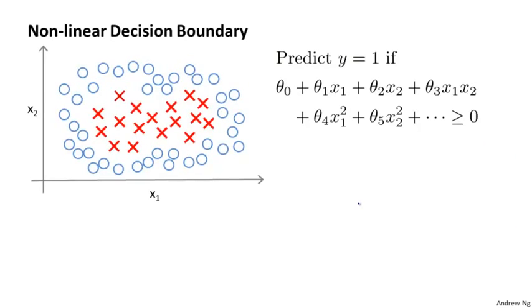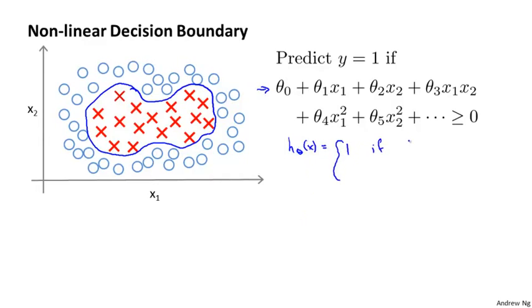If you have a training set that looks like this, and you want to find a nonlinear decision boundary to distinguish the positive and negative examples, maybe a decision boundary that looks like that, one way to do so is to come up with a set of complex polynomial features, right? So a set of features that looks like this, so that you end up with a hypothesis that predicts 1 if theta 0 plus theta 1 x1 plus dot dot dot, all those polynomial features, is greater than 0, and predicts 0 otherwise.